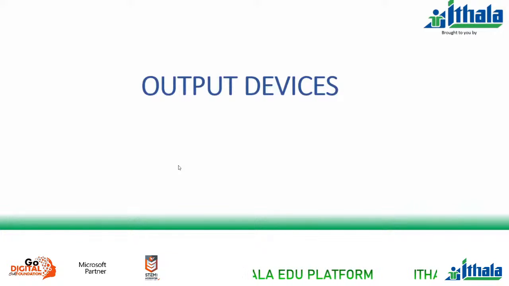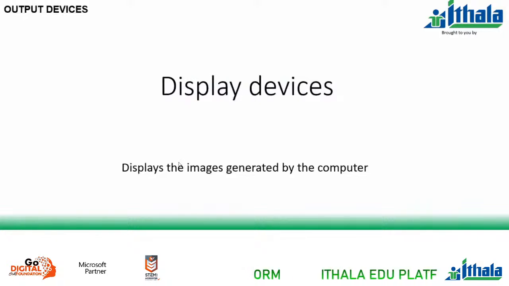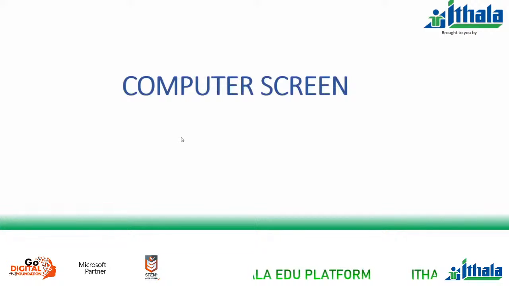First, an output device is something called a display device. A display device displays the images generated by the computer. Examples of display devices are your LCD monitor, your television monitor, and your data projector. Let us look at the computer screen, maybe because it's one of the most important display devices. Your computer screen or monitor is the most important output device of any computer.